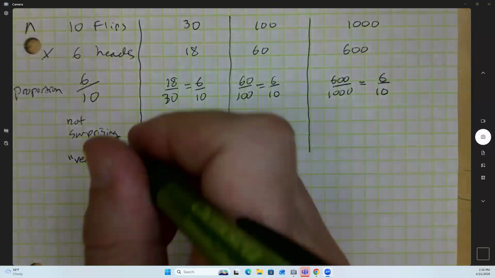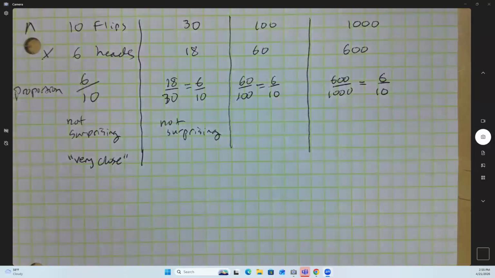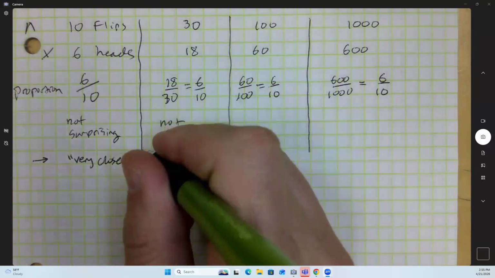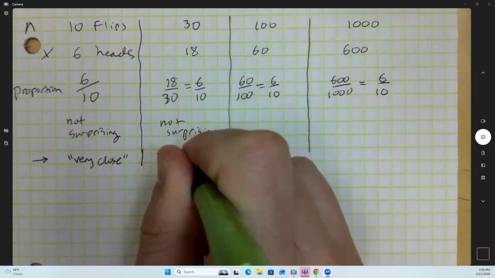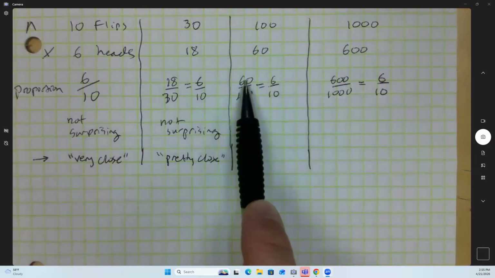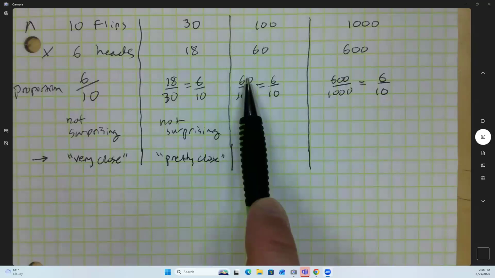So 6 out of 10 flips, 6 heads out of 10 flips, we said it was very close to the expected value. But the key is we need to define, what does very close mean in statistics? What does distance mean in statistics? All right, not surprising, 18 compared to 15, that was still pretty close. But we need to decide if 60 out of 100 is close to 50 out of 100.